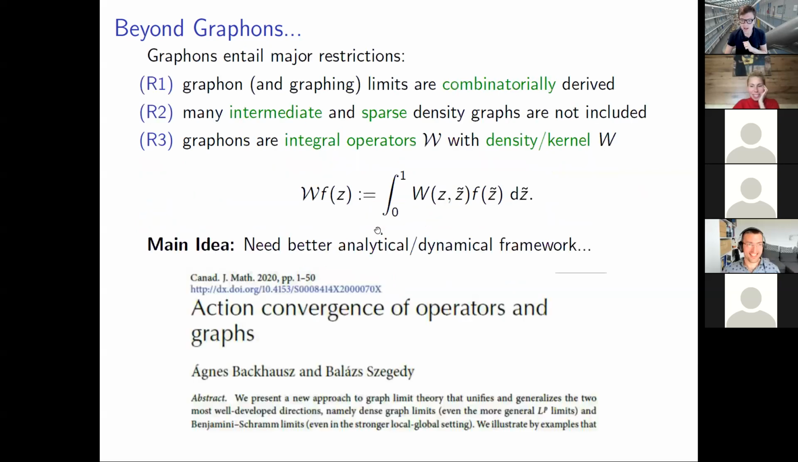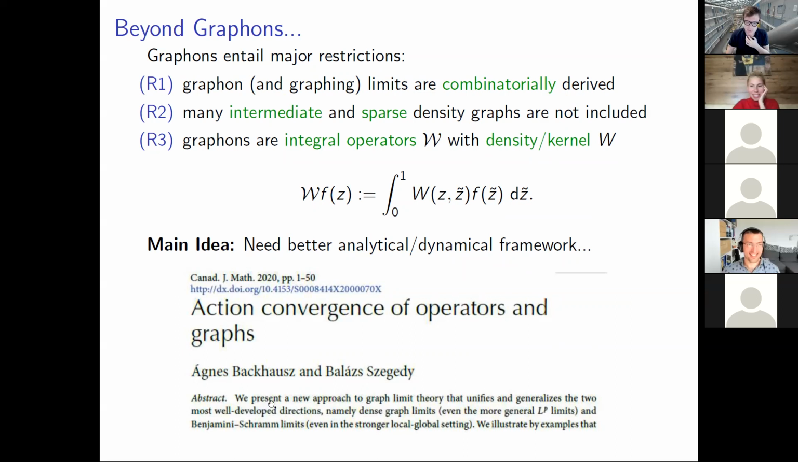But luckily, I was rescued by this paper in some sense, which, once it appeared on the arXiv, basically the next day I started working on this, because I was really convinced that this is a good technique. So Backhausz and Szegedy proposed that you can view all sorts of graph limit objects, meaning graphons, graphings, and also all sorts of intermediate graph limits, via operators.